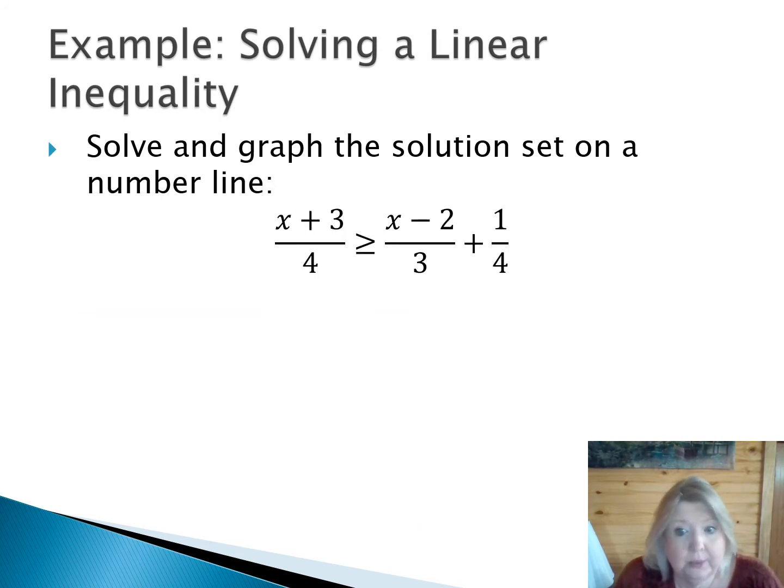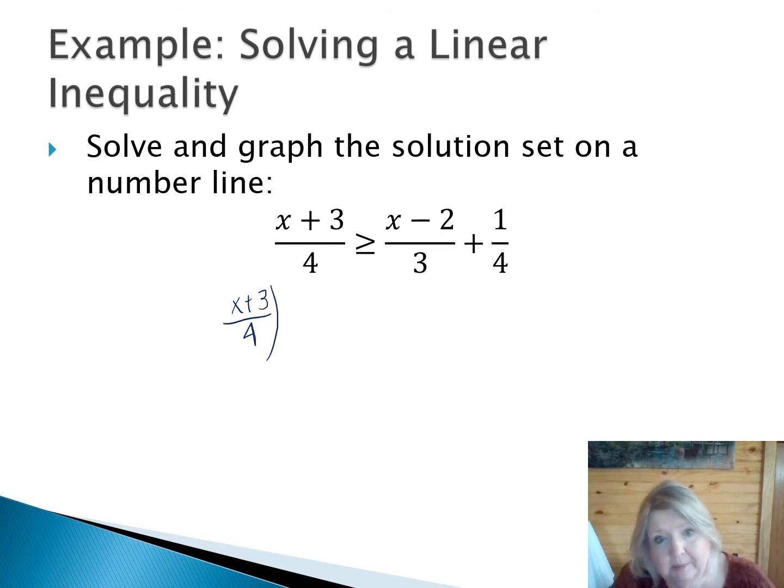So I know you're wondering, can they give me those fractions like they did with equations? Yes, they can, and I still work them the same way. I look at what I have here, and I look at my denominators, and I say I've got a common denominator of 12. So I say x plus 3 over 4.